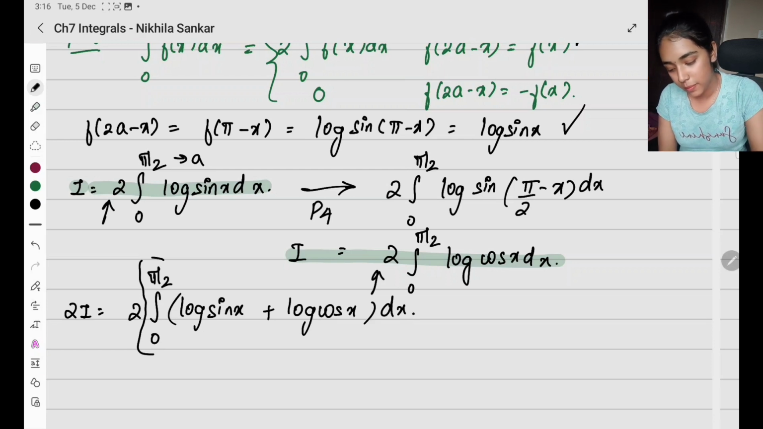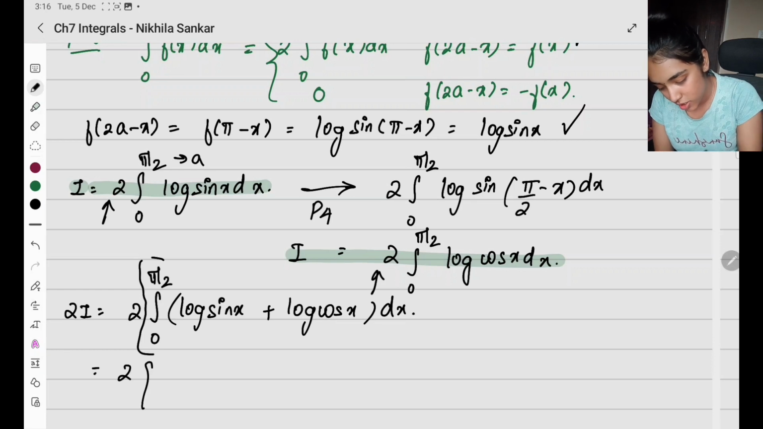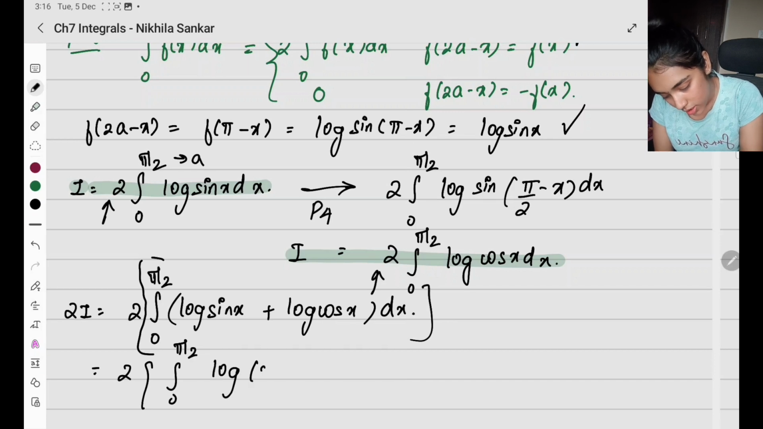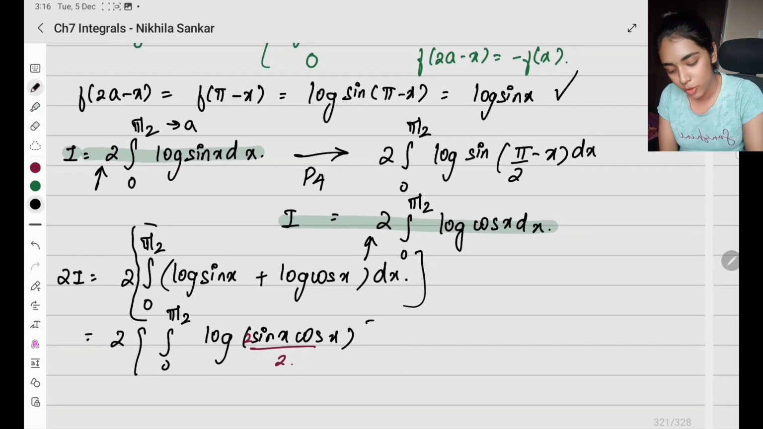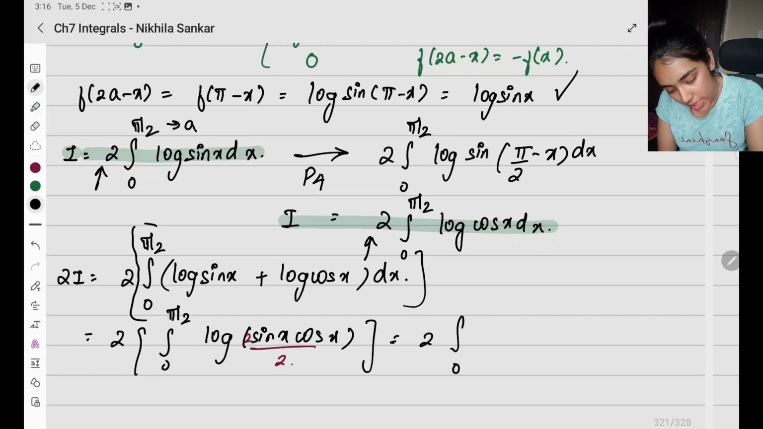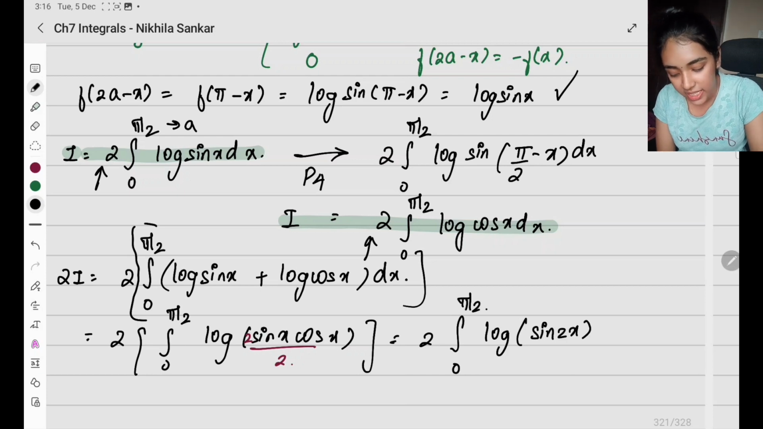So there is the log a plus log b formula. I can write it as 2 times integral 0 to pi by 2 log of sin x cos x. I can multiply and divide by 2 to get 2 sin x cos x. We did an example question like this earlier. So we have 2 integral 0 to pi by 2 log of 2 sin x cos x, which is sin 2x, divided by 2.